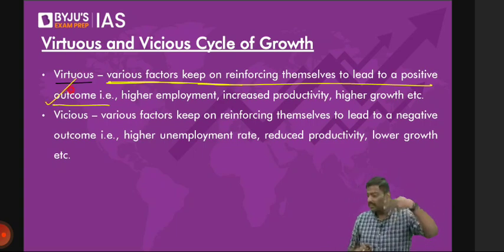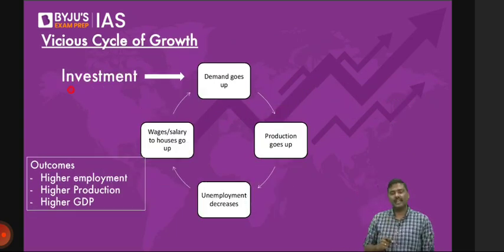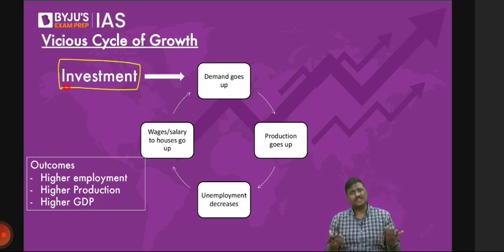So, any example of a virtuous cycle? Have a look at the cycle here. Imagine government will invest in the economy. Why should government invest? Can the private sector invest? Of course, yes. Either the government or the private sector will invest in the economy.